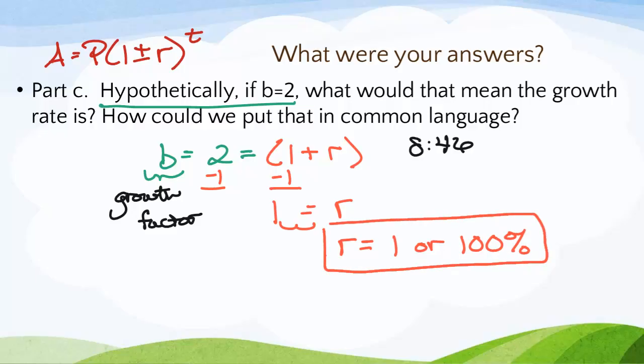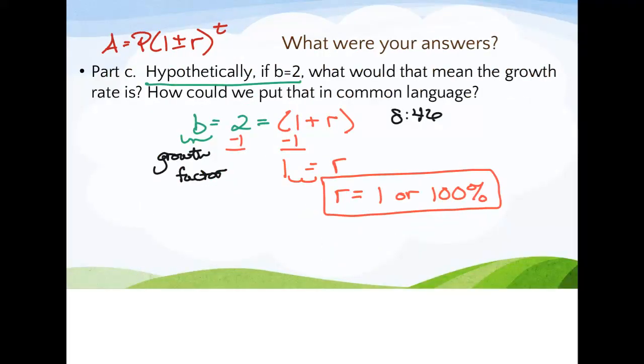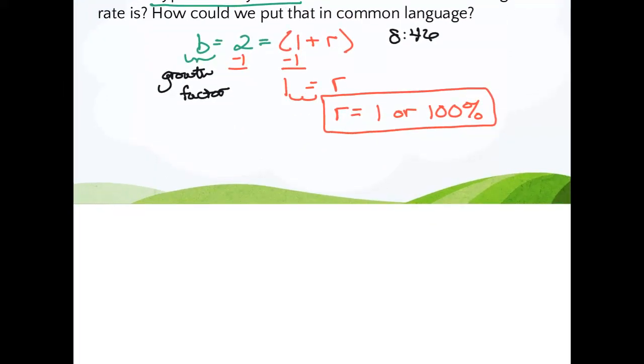What does that mean if something is increasing by 100%? It's doubling. Yeah. So in common language, increasing by 100% means it is doubling.